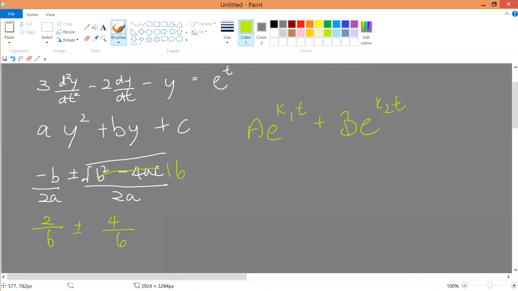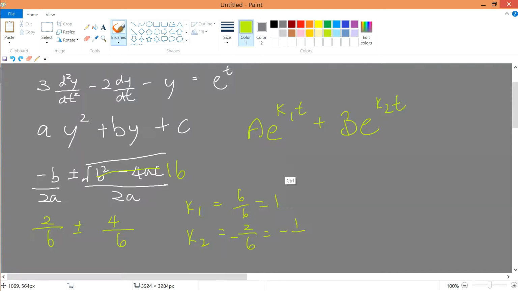Alright, so for k1, it's 2 over 6 plus 4 over 6, which is 6 over 6, equals 1. If it's k2, then it's just 2 over 6 minus 4 over 6. You would have 2 thirds minus 2 sixths, which equals minus 1 third.